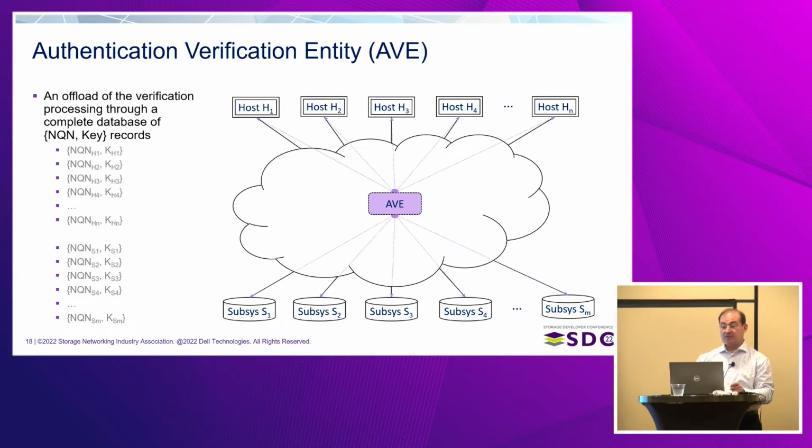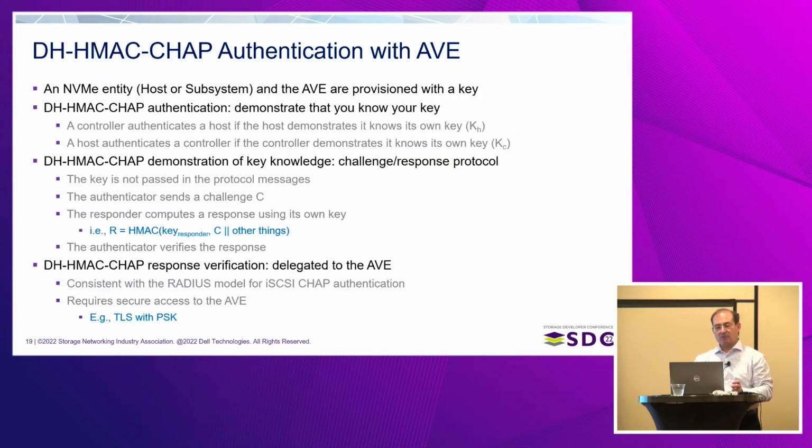Now, if I have these things and all the entities are able to connect with the AVE, how does the authentication protocol change? Not very much. Same thing. You provision the host and the AVE with the key that you have, host or subsystem. The authentication is exactly the same. You need to demonstrate that you know your key. So the controller authenticates the host if the host demonstrates it knows its own key, and the host authenticates the controller if the controller demonstrates that it knows its own key, KC. The demonstration is the same.